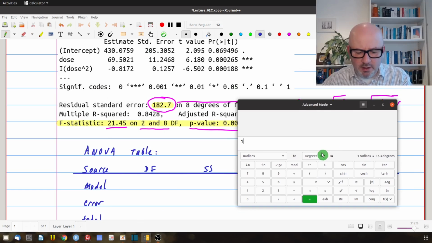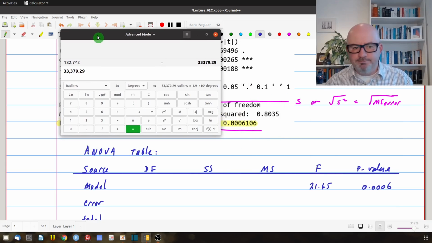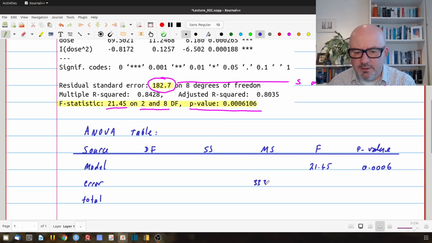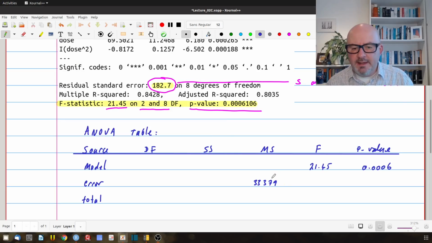We need to square 182.7. Big number. So we have 33,379. I won't worry about decimal places too much. Check that. Yeah. That is the mean square for error. We also know the 2 degrees of freedom. They are 2 and 8 respectively. You can say there's 10 for total.